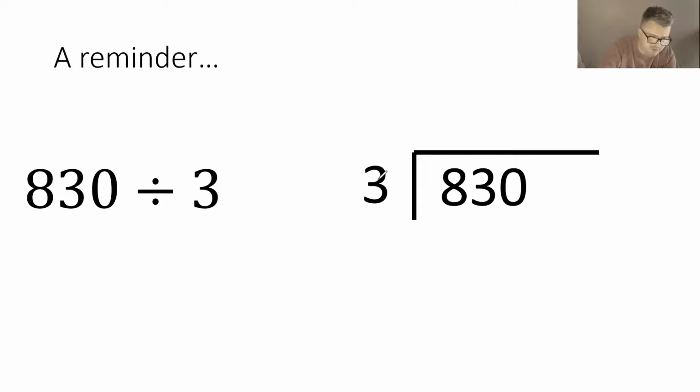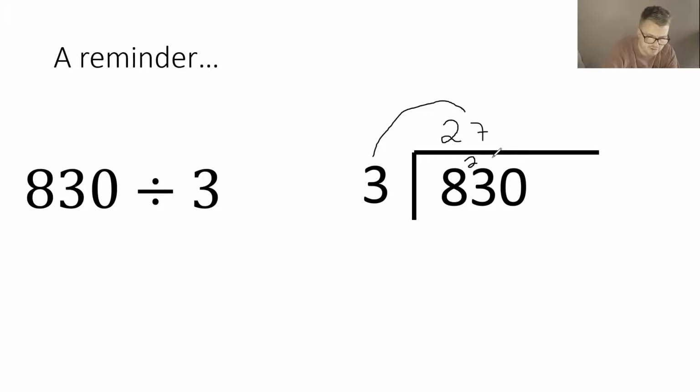So how many times does 3 go into 8? Well, 3, 6, it goes twice. But because we landed on 6, we've got a 2 remainder. That remainder goes in front of my next number. So 3 becomes 23. How many times does 3 go into 23? 3, 6, 9, 12, 15, 18, 21. It goes 7 times. And we landed on 21, so we've got a remainder of 2.